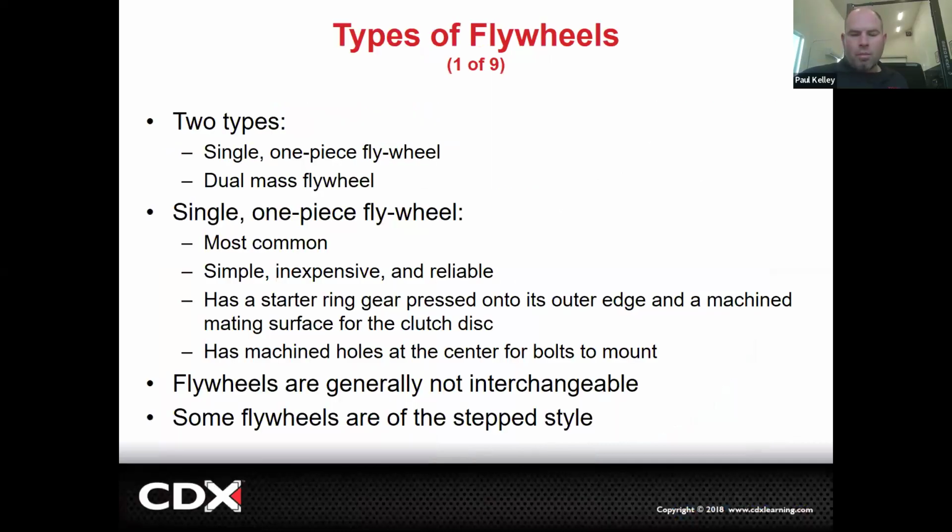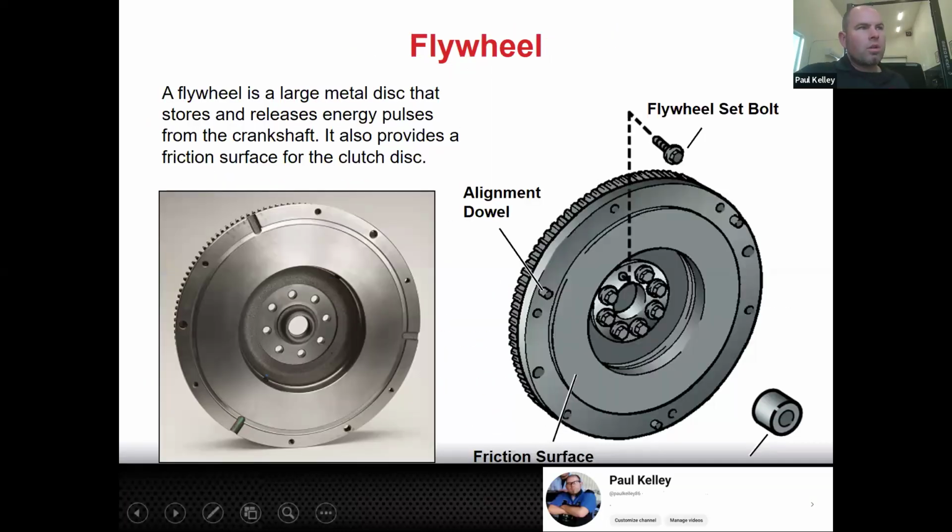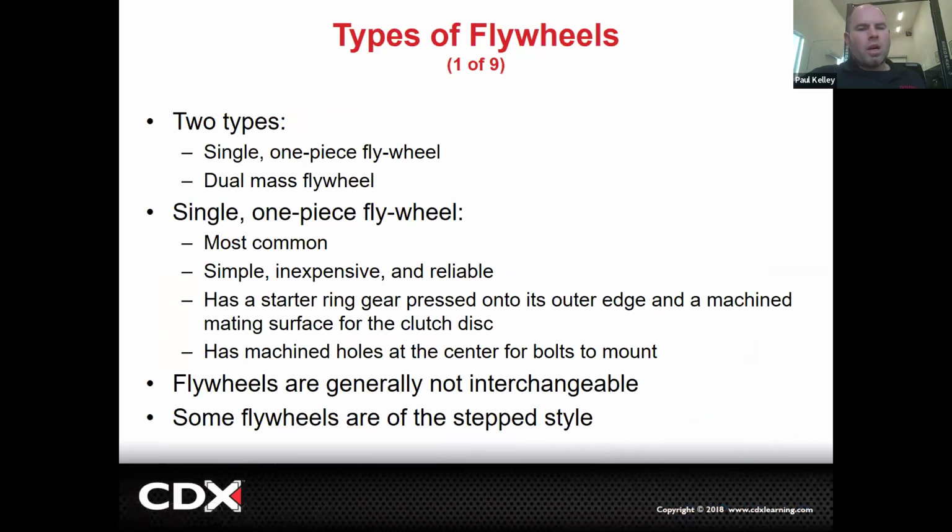Cool. Oh, and by the way, there's also typically a dowel or some sort of keyway down here where the flywheel bolts to the crankshaft. So a lot of times we're using dowels to center things. Flywheel to crankshaft, yes. Clutch cover to flywheel, yes. We're going to center it. Cool.